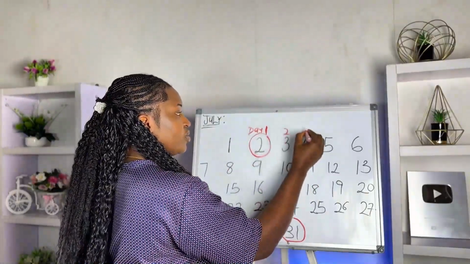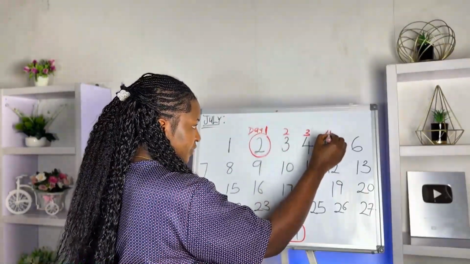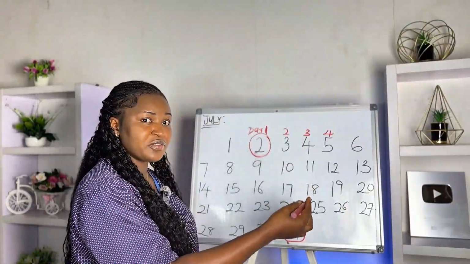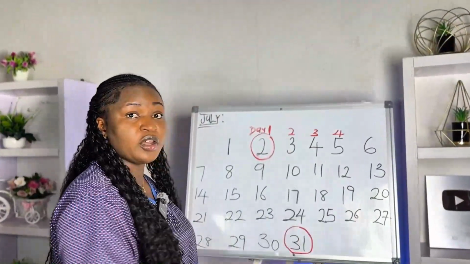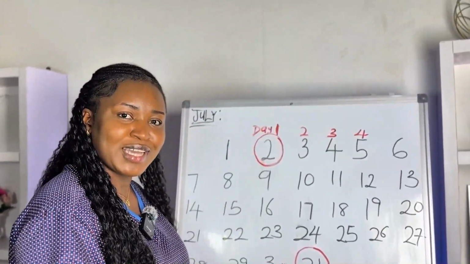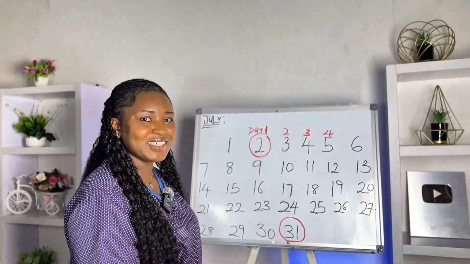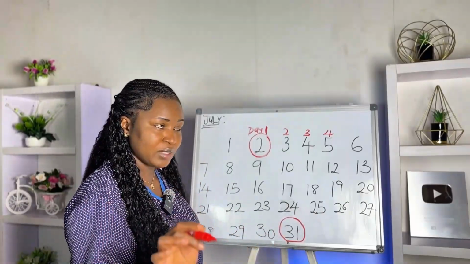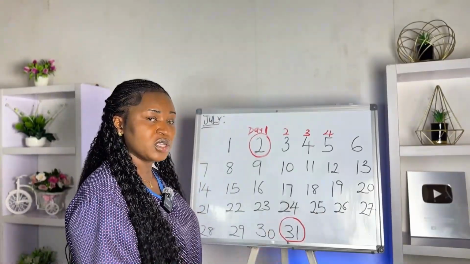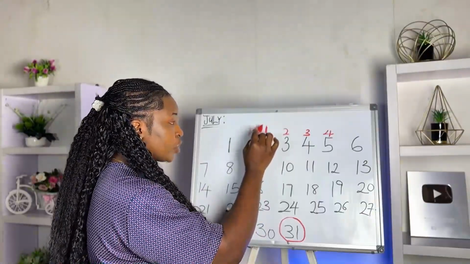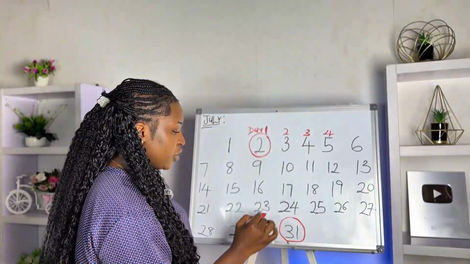Day 2, day 3, and day 4. This is not your cycle length. This is just the number of days your period lasted for. A lot of women make this confusion. Sometimes in the hospital, when you ask them, what is your cycle length? They'll tell you 3 days, 4 days, or 5 days, or even 7 days. No, that is not your cycle length. Your cycle length is the number of days from the first day you see your period, which is this day 1, to the day before your next period begins.